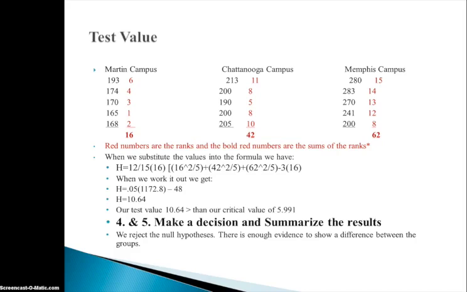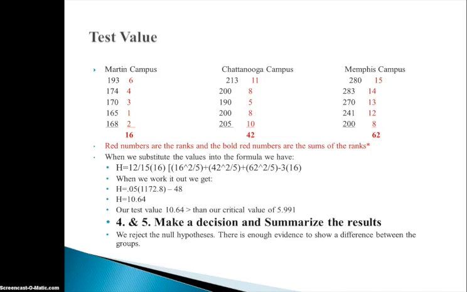As you can see, 7, 8, and 9 are all 200. Therefore, we take those three ranked values, 7, 8, and 9, and we divide their sum by 3, and we come out with 8. So all three of the 200s get a value of 8. Then our next number would be 10, and that would be 205. Then we go to 213, which is ranked 11th. 241 is 12th, 270 is 13th, 280 is 14th, and 283 is 15th.